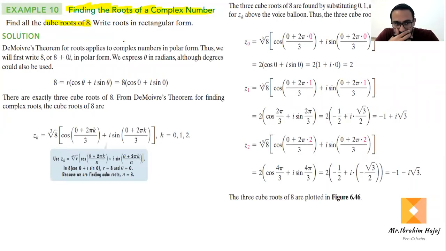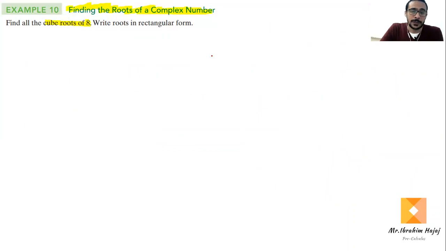So as you see here, guys, De Moivre's theorem for roots applies to complex numbers in polar form. So we have to write this 8 in polar form. When I say find all cube roots of 8, I must convert the 8 to polar form, and then find all possible cube roots of 8 by substituting 0, 1, 2 for k in the expression. So let's get started.